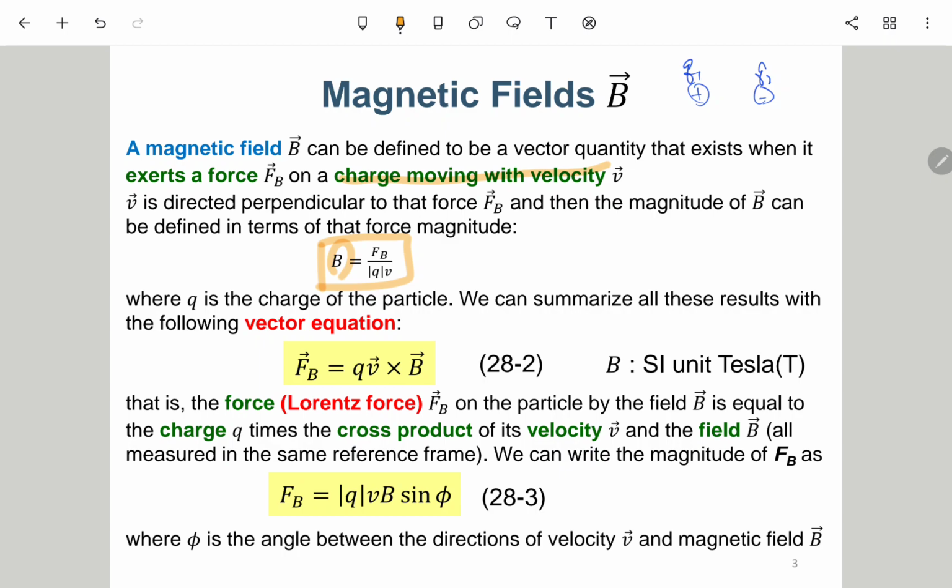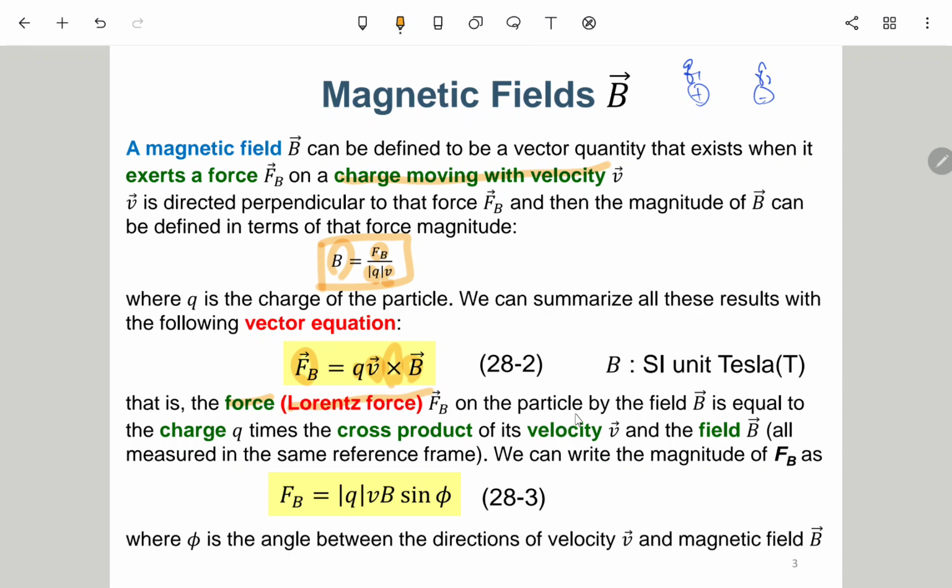If we put a charge with a velocity V, we know this V and we know the charge amount, so we measure the force acting on this particle. This ratio will be the magnitude of the B field. If we write it in vector form, we have F_B equals Q V cross B, so we have a cross product here. And this force F_B, we call it the Lorentz force.